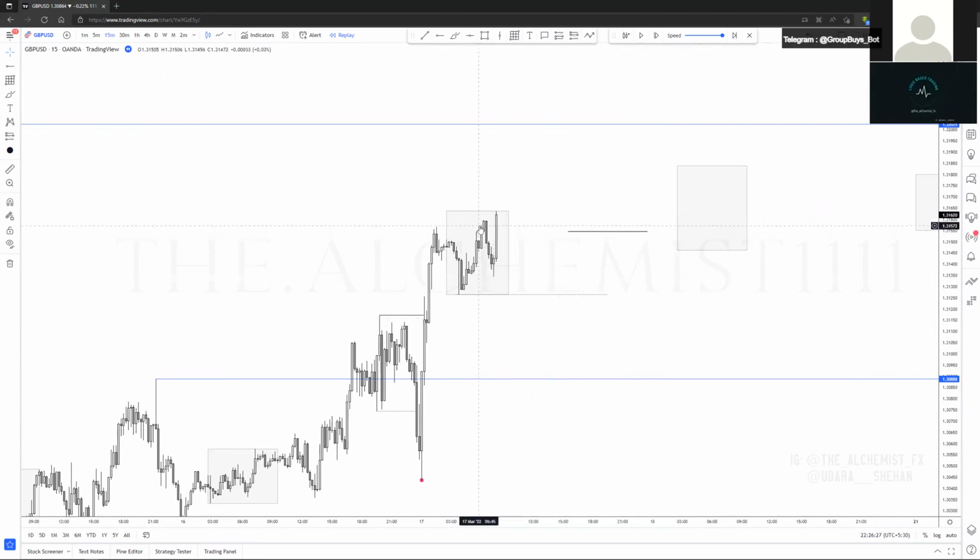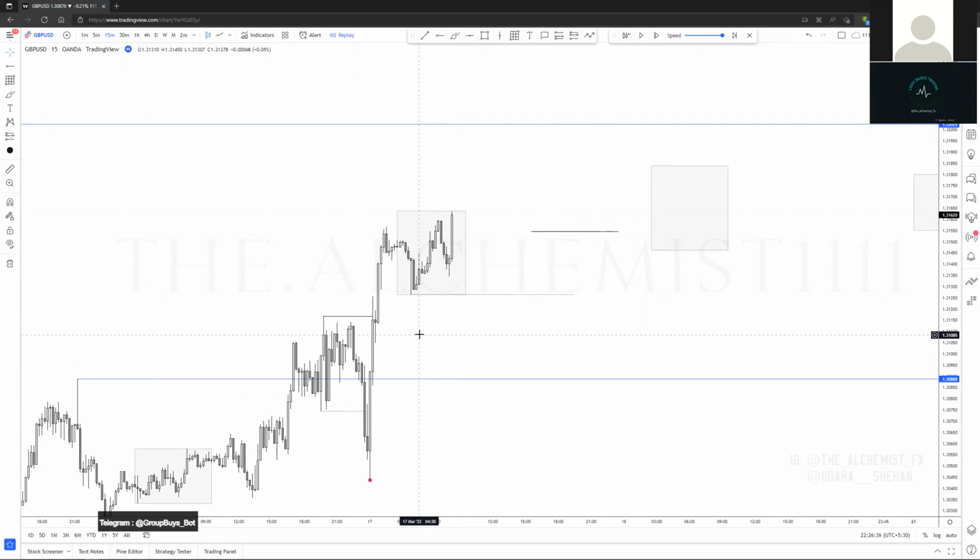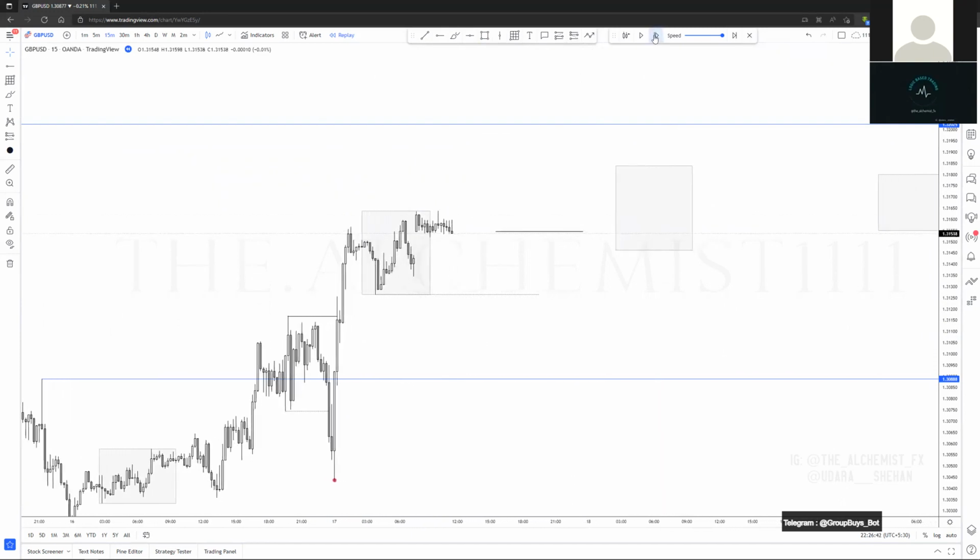Also, this day there was high impact news. When there is news, we can't expect London to do the major move. London will also build up liquidity for the news. That is what London would do. So let's see what happens.